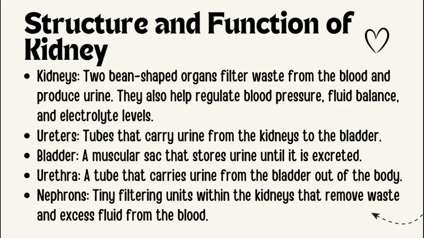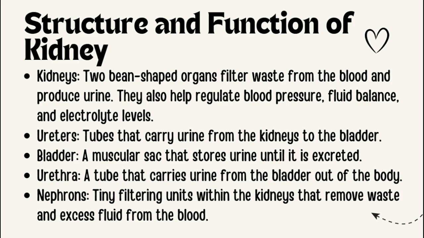Now within the kidneys we have structures called nephrons. Nephrons are tiny filtering units within the kidneys that remove waste and excess fluid from the blood. That's the main thing with the kidney. You have to know about the nephrons inside of the kidney, since they're the ones that actually do the filtering to remove the waste. So it's not just the kidney that removes waste by itself, it's the nephrons within it that are actually removing the waste and the excess fluid from the blood.